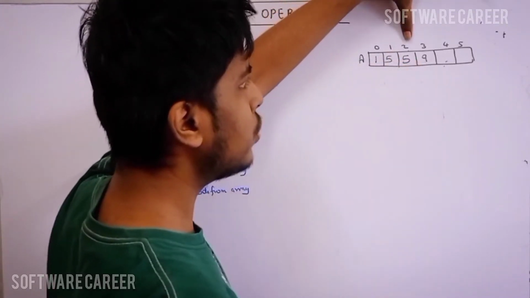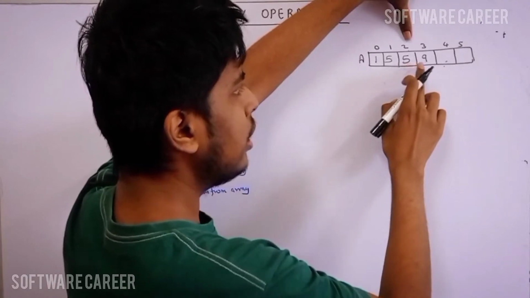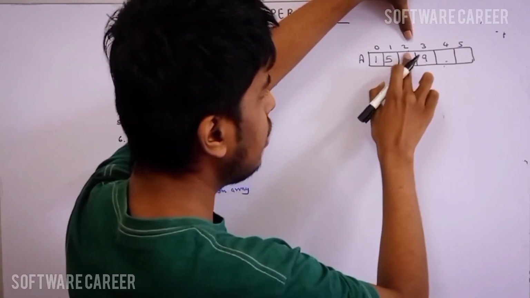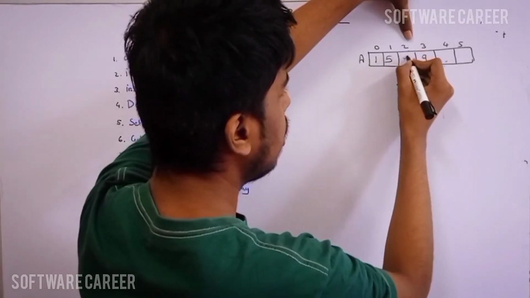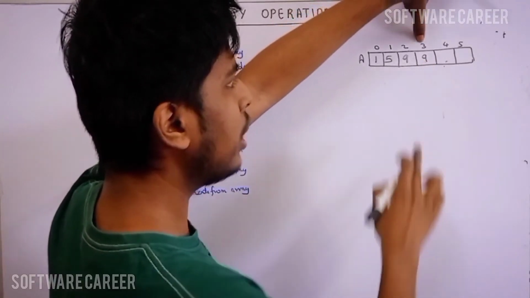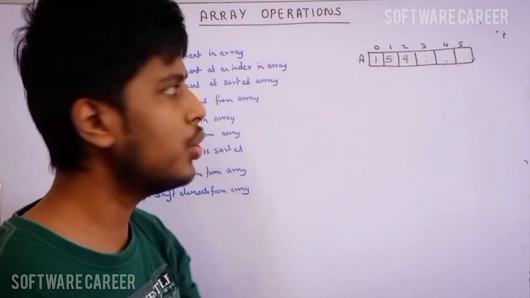Then you will move i towards here. Then you will place the element after it, 9, over here. Now 9 will be here. Now i will move here. Now this will be empty. This is how you will write it.